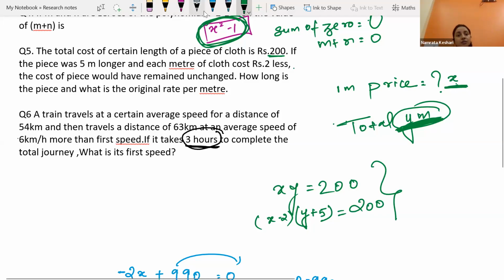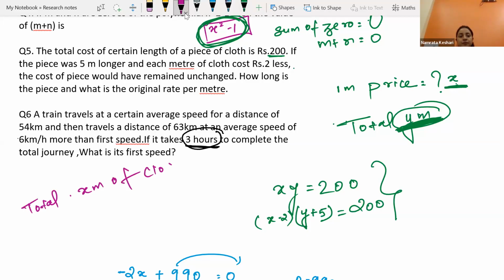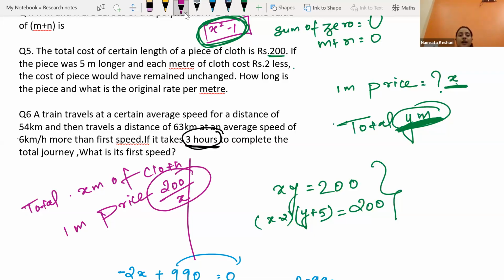However, I have seen a few students have done a very good job. They have taken the total measurement, like the person is buying a total of X meters of cloth. Then they have found the 1 meter price. This is another method which most of the students here have followed. The 1 meter price will be total price over X. Now if the piece was 5 meters longer, they have taken X plus 5, which is completely fine, and each meter of cloth costs rupees 2 less. So each meter cost was 200 by X, and this is rupees 2 less. Now the price will remain unchanged.